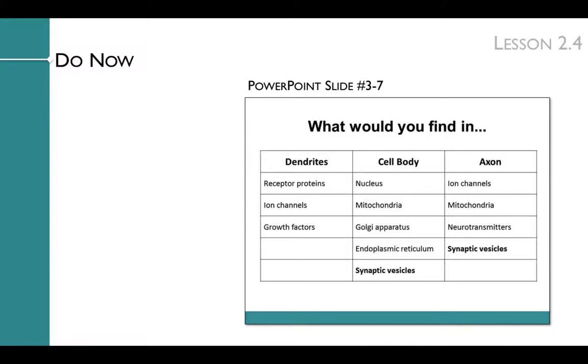Note, some of the components end up in more than one place. For example, mitochondria are found both in the cell body and the axon. Here you'll focus on the fact that each compartment is filled with components needed to complete the compartment's function.